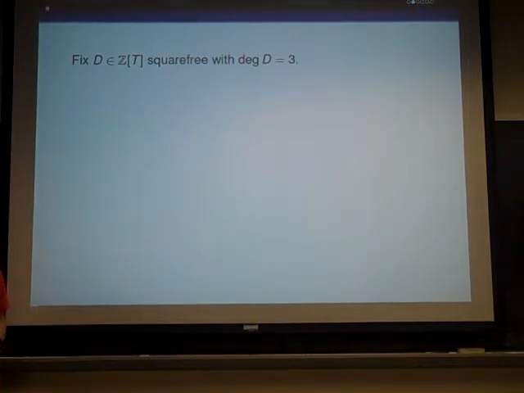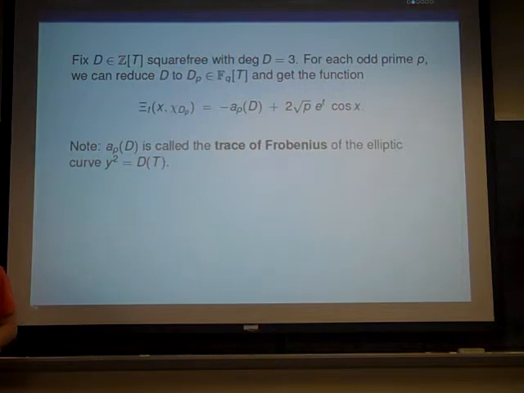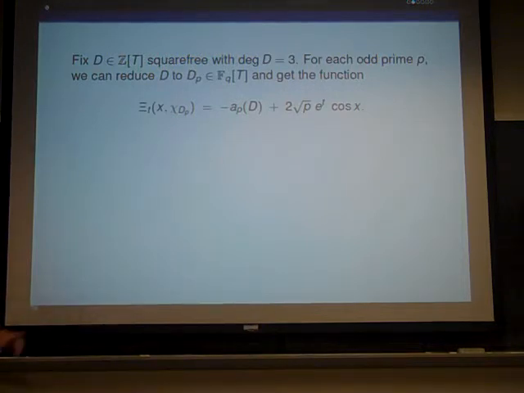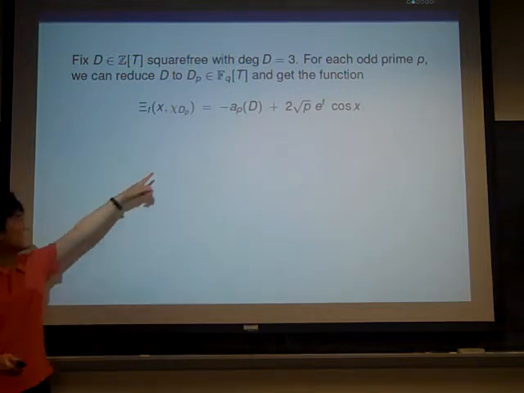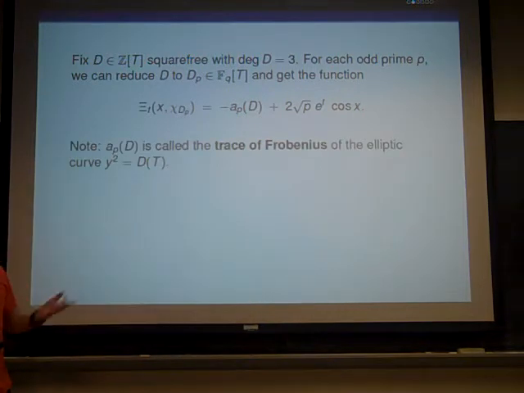And let's start with an easy case. Let's start with degree D being 3. In that case, we end up with this very simple form for our functions C_t(x). This constant a_p(D) is the trace of Frobenius of the elliptic curve y squared equals D. So we start to see things from number theory coming in.